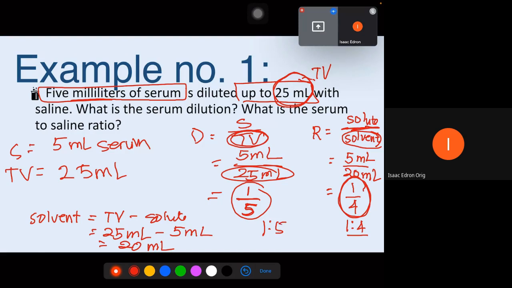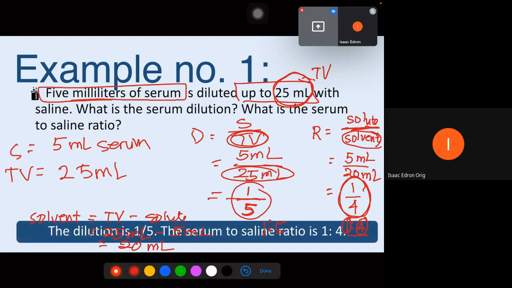Ito, 1 is to 5. Same lang kasi yung is to at saka ang fraction, same lang yan sila. So, the dilution is 1/5 or 1 is to 5, while the serum to saline ratio is 1 is to 4. So, 1 part serum is to 4 parts saline. Okay? So, ayun siya. The dilution is 1/5, then the serum to saline ratio is 1/4 or 1 is to 4. Okay? So, I hope gets nyo yan ha, na different ang ratio from the dilution.